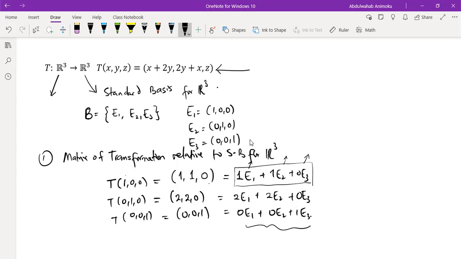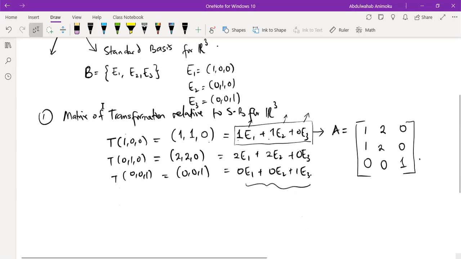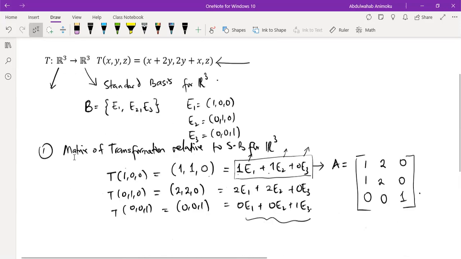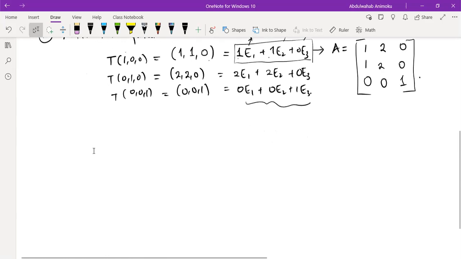So now let's write the matrix of transformation relative to the standard basis. Let's just call this matrix A. It's going to be a 3 by 3 matrix, and what it does is it takes the coefficients of each row and writes it as a column in this matrix. So the first one will be 1, 1, 0, written in the first column. The second one will be 2, 2, 0. And the third one will be 0, 0, 1. So now we have the matrix of transformation relative to the standard basis. That is the first step in trying to diagonalize this transformation. So basically, this is what we have.